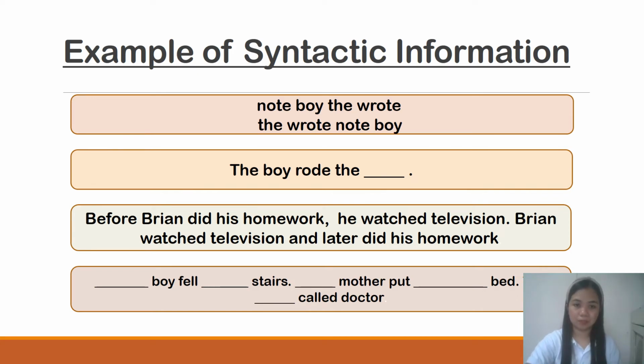Next example: "The boy wrote the blank." Based on our knowledge of English, we know that a noun, or a thing, must go in the blank.